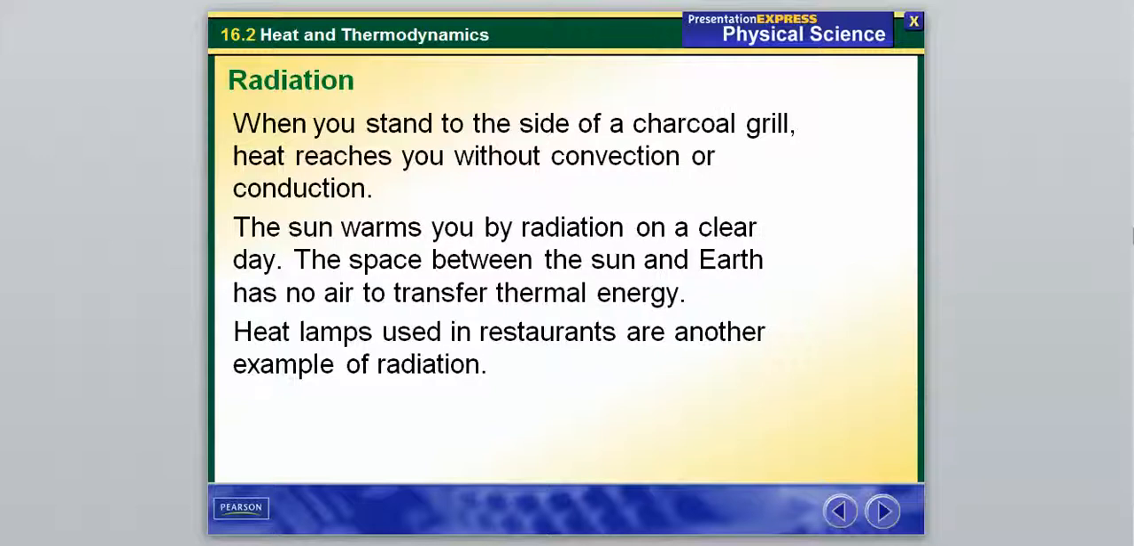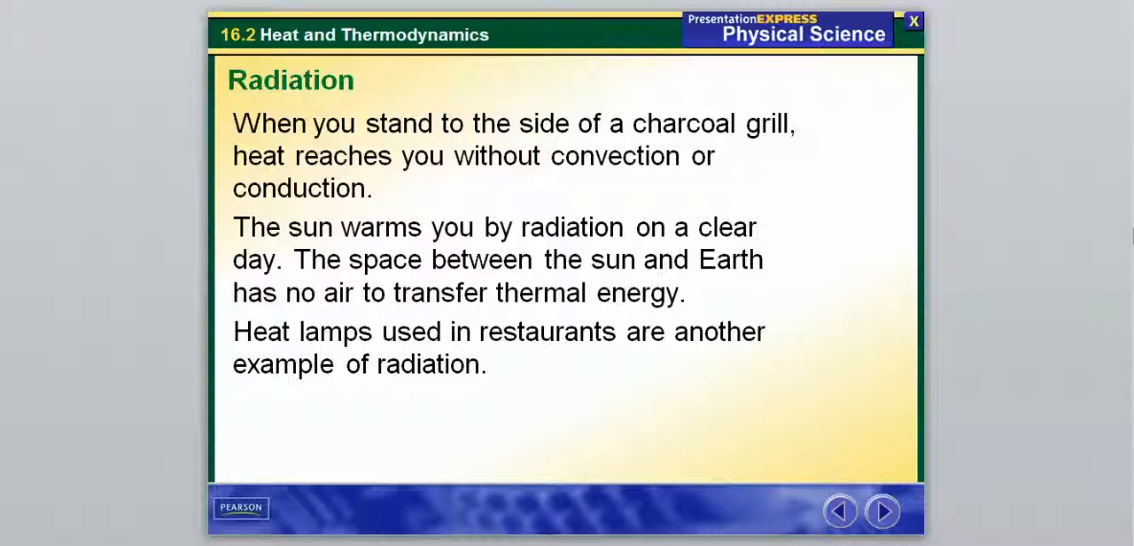The sun warms us all by radiation on a clear day, because the space between the sun and Earth has no air to transfer thermal energy. Hopefully you know the reason why astronauts have to wear those suits: there's no real air, no oxygen, nothing up there in space. So the heat from the sun moves through the process of radiation until it reaches us on Earth. Heat lamps used in restaurants are another example of radiation.